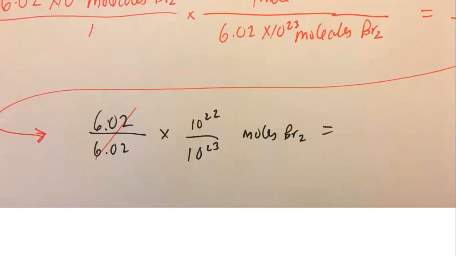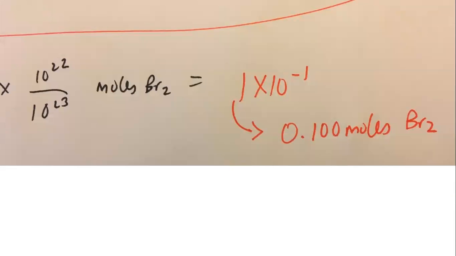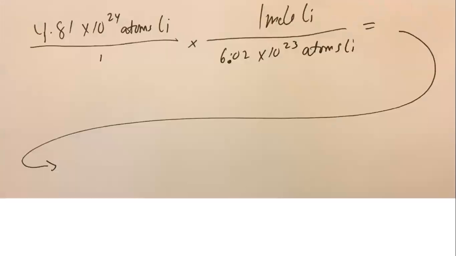The front part's going to cancel. 10 to the 22nd divided by 10 to the 23rd is 10 to the negative 1, which is a tenth. So a tenth, or in this case, I gave it 3 significant figures. You have a tenth of a mole, or in this case, 100 thousandths of a mole, which is a tenth.